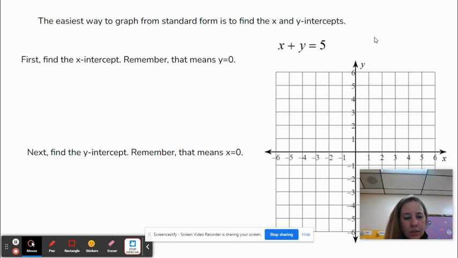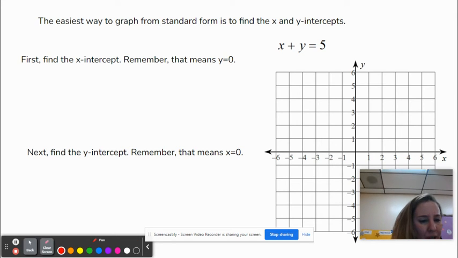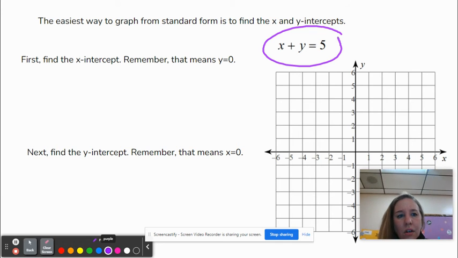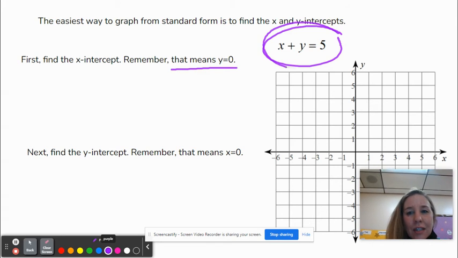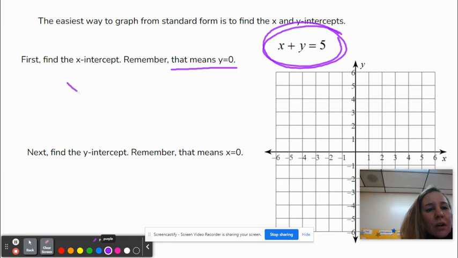How in the world could we find intercepts of this thing? Like, what do I do here? Now, I was drilling it into your brain. When you have an x-intercept, that means y is equal to 0. So if y is equal to 0, and we're looking at this, it's almost like using a table of values, but not quite. So we have x plus y equals 5.